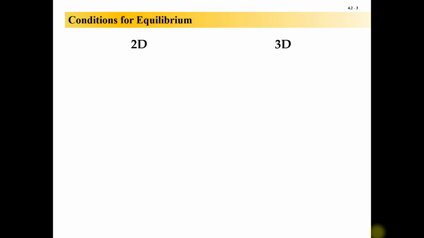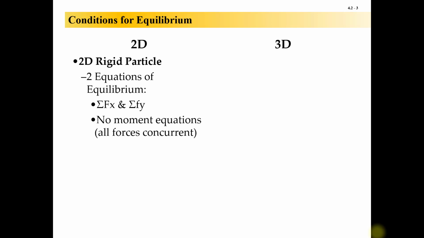To summarize what we've gone through so far this term, we have 2D and 3D applications. In the world of 2D we have the 2D rigid particle. This is one tiny dot, and for that we have the sum of forces in the x and sum of forces in the y. Those are our two equations of equilibrium. We don't have any moment equations because it's a rigid particle and size is not significant.